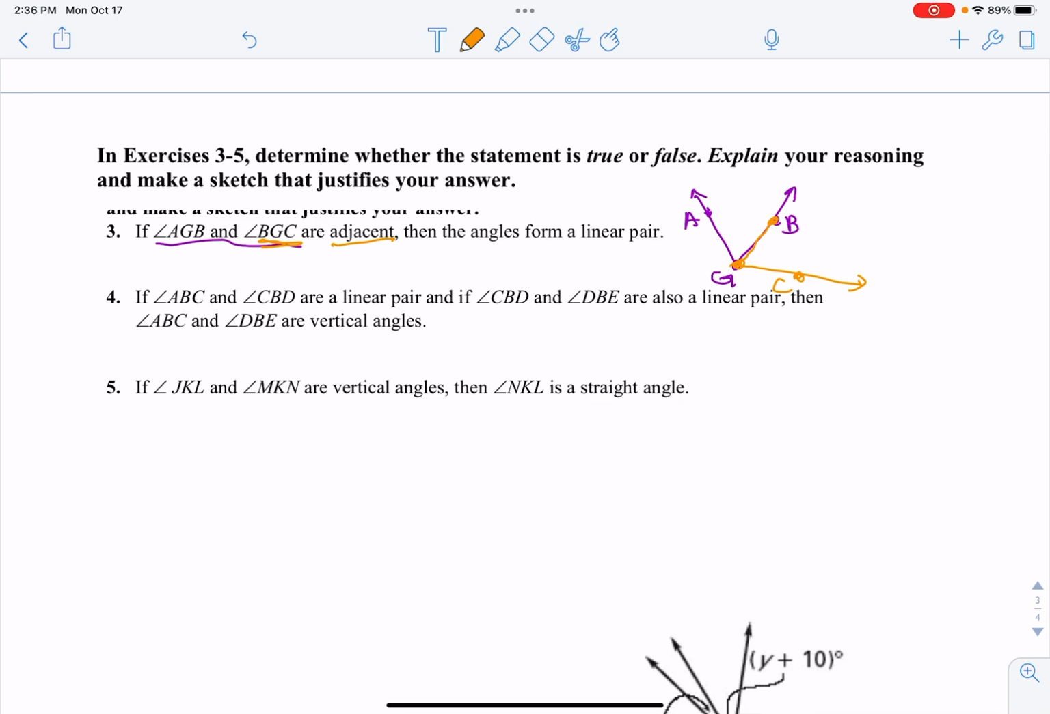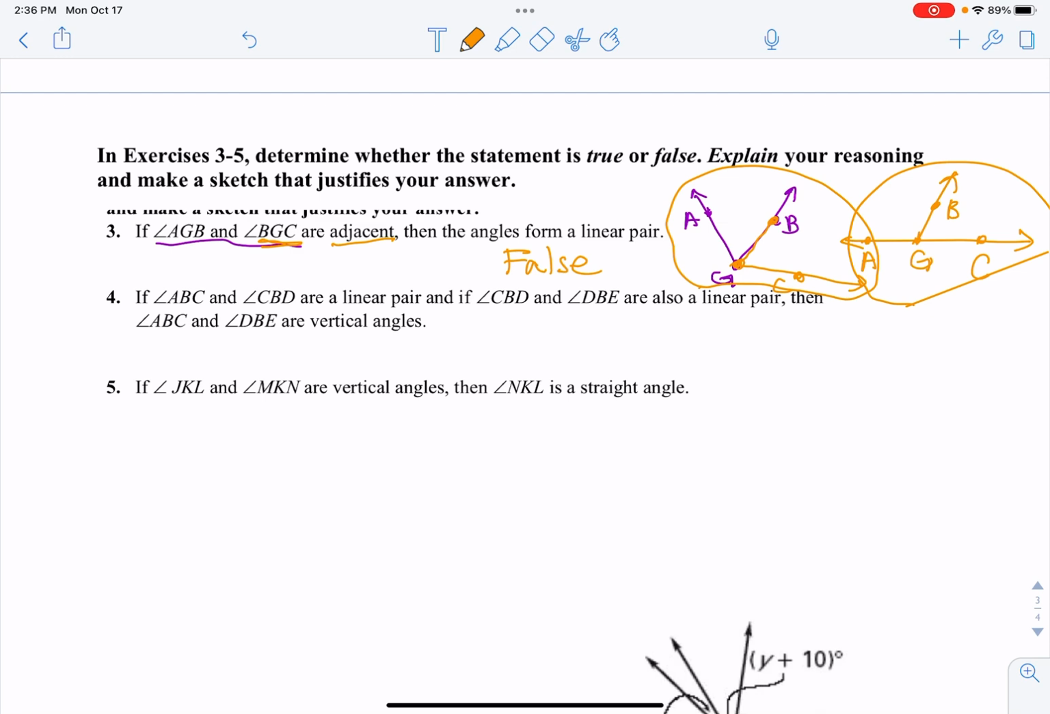Then, do those angles form a linear pair? No, it's false. Because to be a linear pair, it has to be a straight line with something like this angle, angle AGB and then BGC. Somehow we can draw the adjacent angles to be a linear pair also, but we can still graph it like this. So two angles that are adjacent will not always make a linear pair. So we'll say it is false.